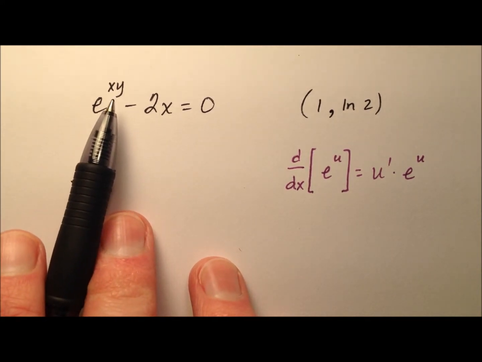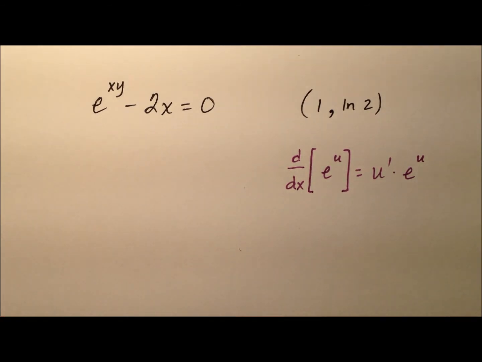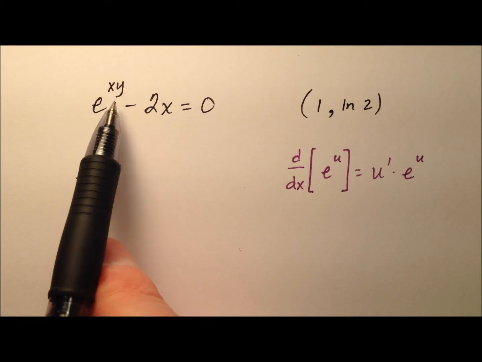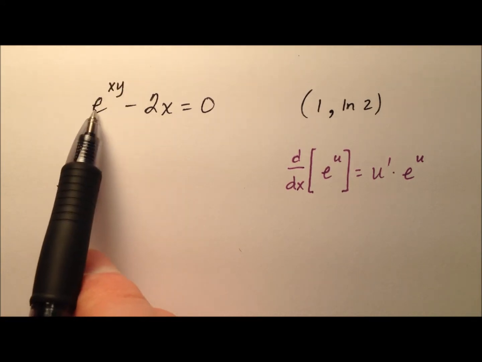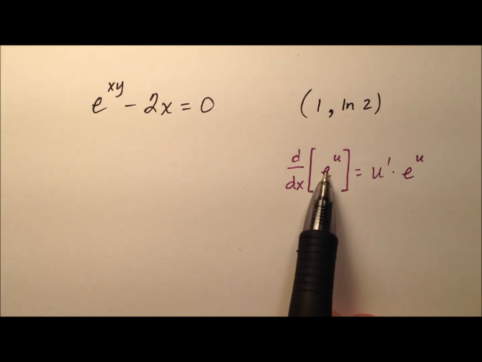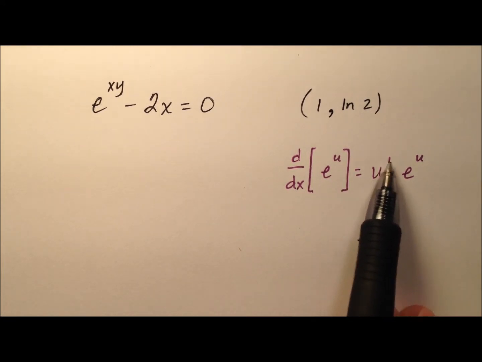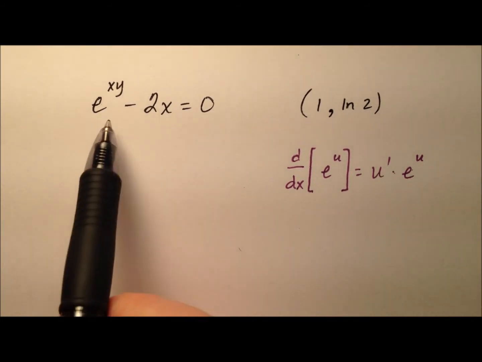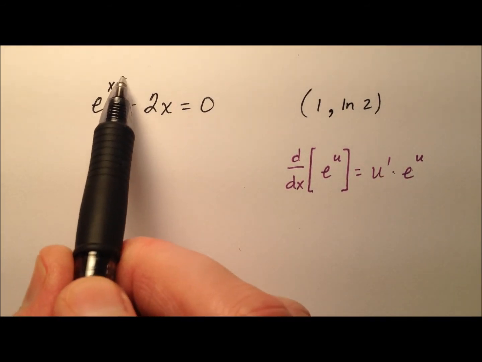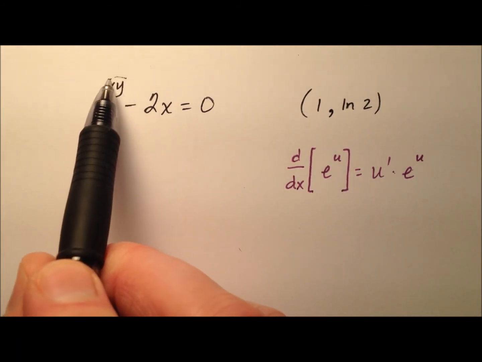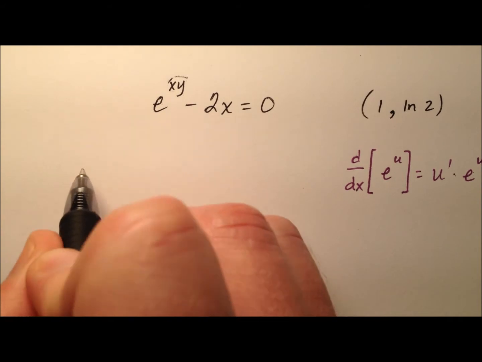Also, whenever I differentiate a y, I need to include a y prime with it. So I have an e to the xy, and I need to differentiate this. I went over here and wrote the little differentiation rule for e to the u. Remember, it's u prime times e to the u, and that's our little chain rule. So what's this going to look like? Well, this xy is my u in this case, so I need to differentiate xy and put that out front.